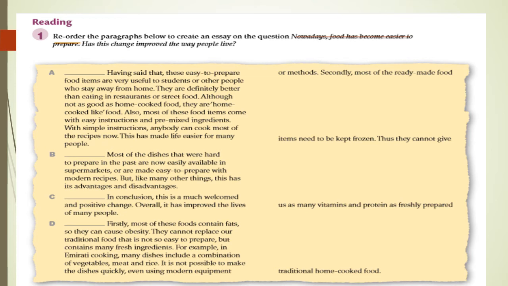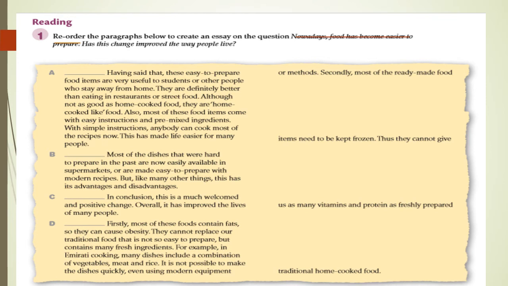B. Most of the dishes that were hard to prepare in the past are now easily available in supermarkets or are made easy to prepare with modern recipes. But like many other things, this has its advantages and disadvantages. C. In conclusion, this is a much welcomed and positive change. Overall, it has improved the lives of many people.